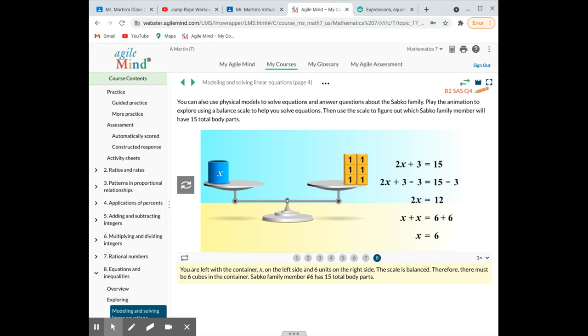So the Sabco family member number 6 would have how many body parts? 12. Well, his body section would be 12, but he also has his 3 legs, right? Yes. So 12 plus 3 would be 15. Good. Good deal.